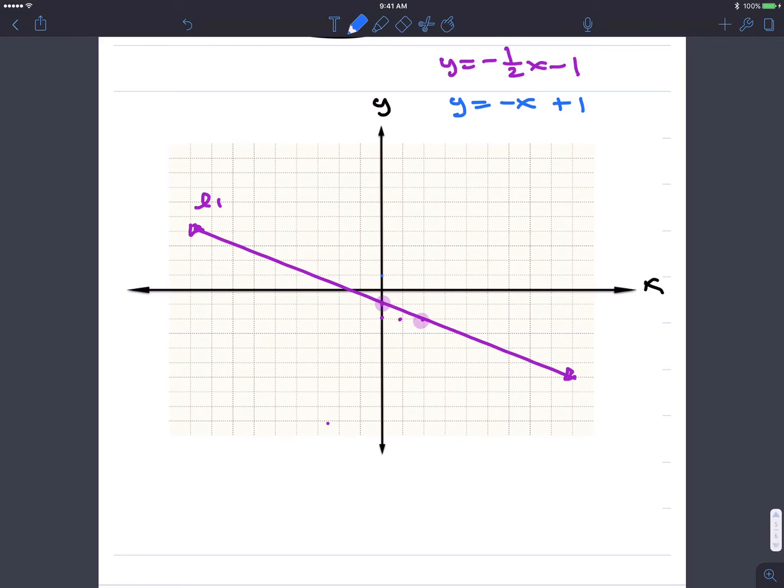Now let's find L2. We have a y-intercept at positive 1, so I go up 1. And now I have a slope of negative 1. I go down 1 to the right 1. So the location of my second point is right here. Okay. Let's draw our line. This is the second line.